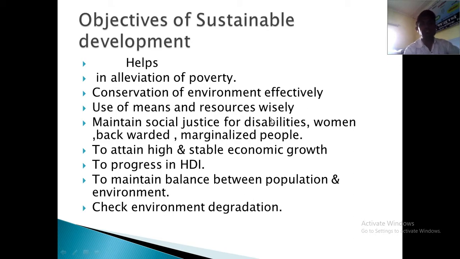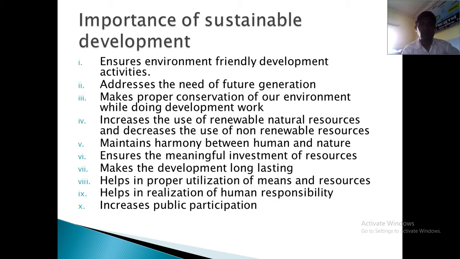Maintain the social justice for disabilities, women, backward, and marginalized people. Sustainable development also focuses on the social sector. To attain high and stable economic growth, it should also be stable in the long term. To progress in the SDI, the Human Development Index, we have already learned in the previous lesson. To maintain the balance between population and environment and check environmental degradation. So, these are the objectives of sustainable development and its importance.